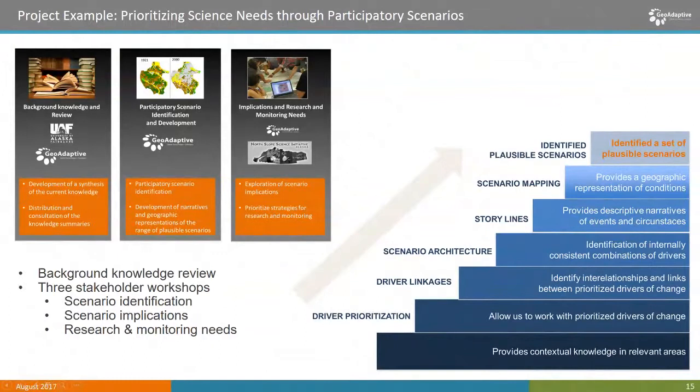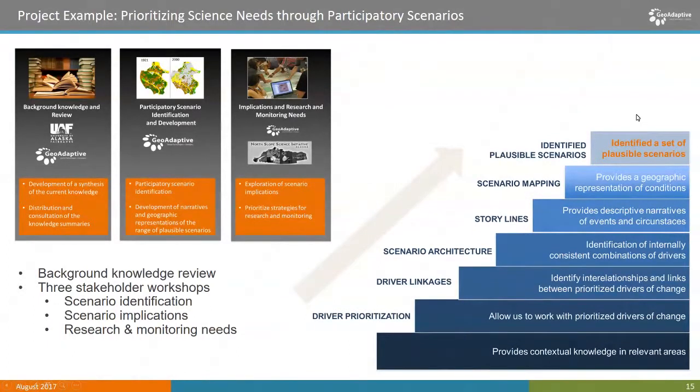So during this process of scenario identification, we had multiple activities. We did a driver prioritization to narrow down the list of topics we would consider. We looked at how those drivers were linked together, and then we used those key drivers to develop a scenario architecture with low, medium, and high scenarios, indicating the overall level of development and how each of the other variables would correspond to that. We also had the participants develop some short storylines and present a few of those to the larger group. And then we began having people sketch out where some of the implications of those scenarios would be occurring, primarily where specific development might occur, where land use changes would happen, as well as how any of the more political or economic implications would be affecting the landscape.